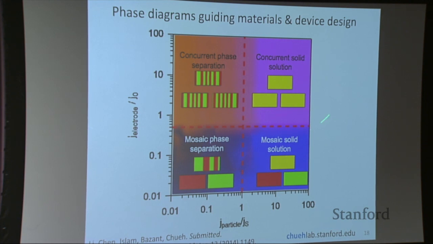So the most uniform regime here is on the upper right. This is where every single particle is active, and also every single particle does not undergo phase separation. And that is the dream situation. We want batteries to be in this regime so we don't have any hotspots. We don't have any stress or fracture induced by compositional gradients.